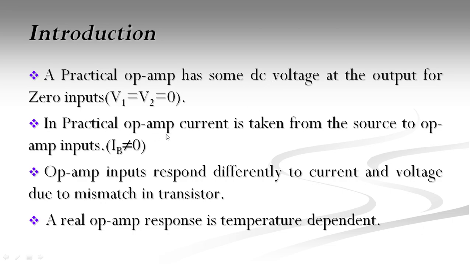And next, in a practical op-amp, the current that is being taken from the source to the op-amp input, that is the IB current, is also not equal to zero. And what causes this? This is mainly due to mismatch in the transistors. That is, the op-amp input will be responding differently to the currents and voltages that are being used for biasing the transistors in the operational amplifier. And one more thing is that a real op-amp response is also temperature dependent.